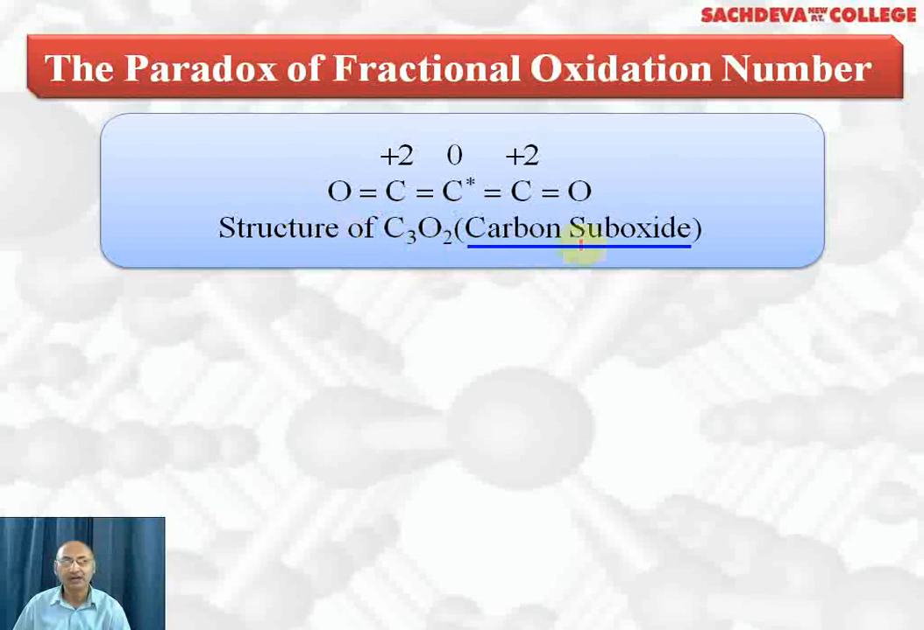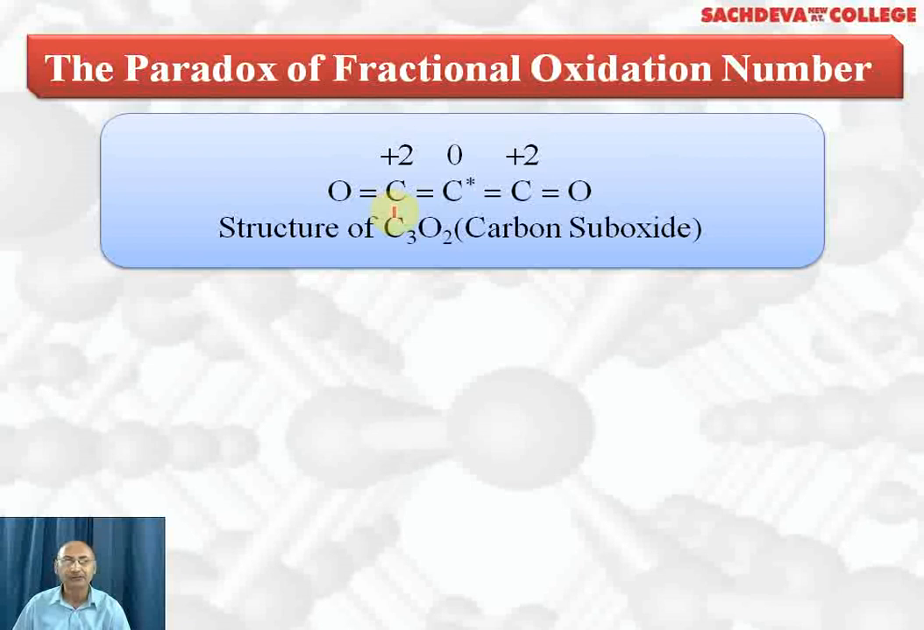C3O2 is carbon suboxide. Carbon actually has three oxides: carbon monoxide, carbon dioxide, and carbon suboxide. The structure of carbon suboxide is such that the central carbon has a double bond with each of the two carbon atoms, and this carbon has a double bond with an oxygen atom. This carbon also has a double bond with an oxygen atom.